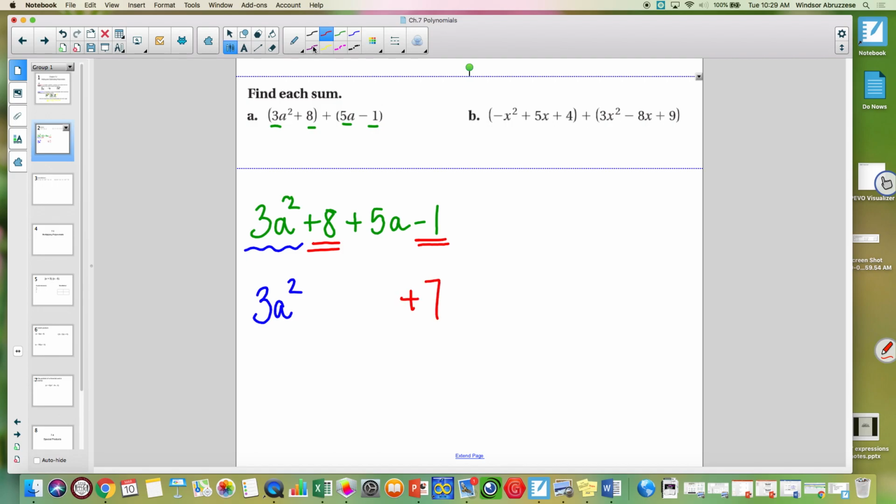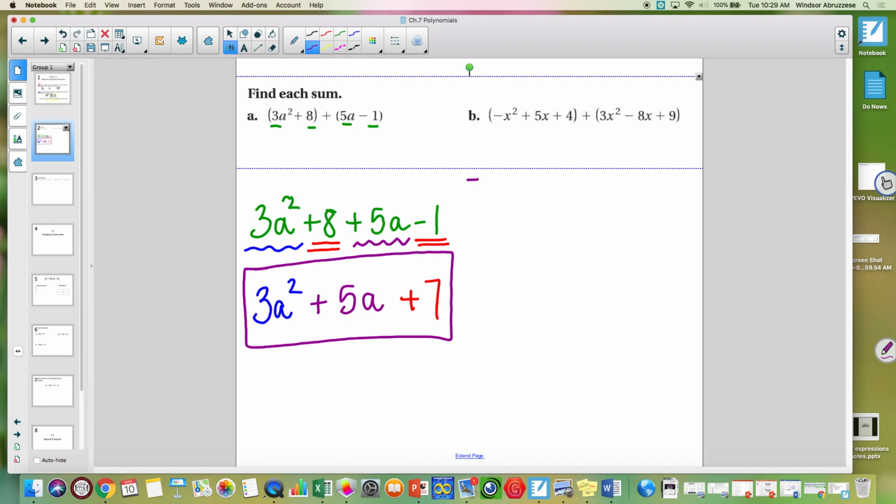And then my 5a does not have a like term, so I'm going to write it in the middle because, again, I want it to be in descending order. So that is the sum of those 2 polynomials. Just combine like terms. Let's try the next one.